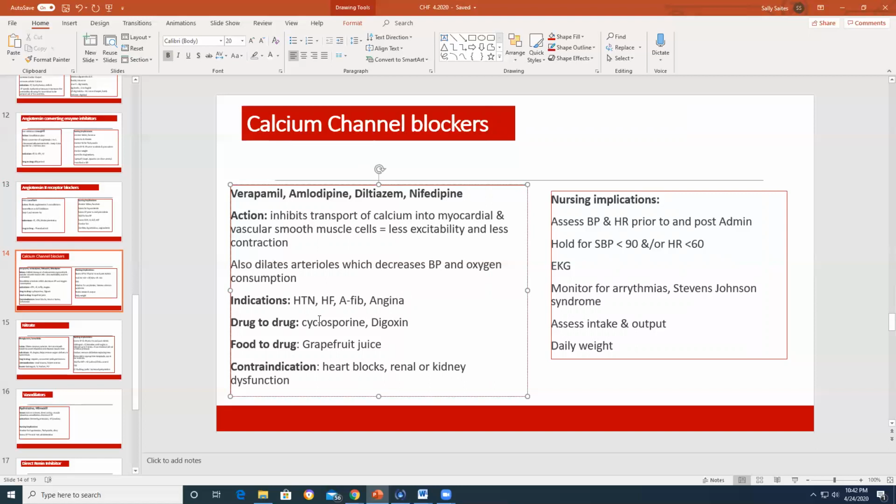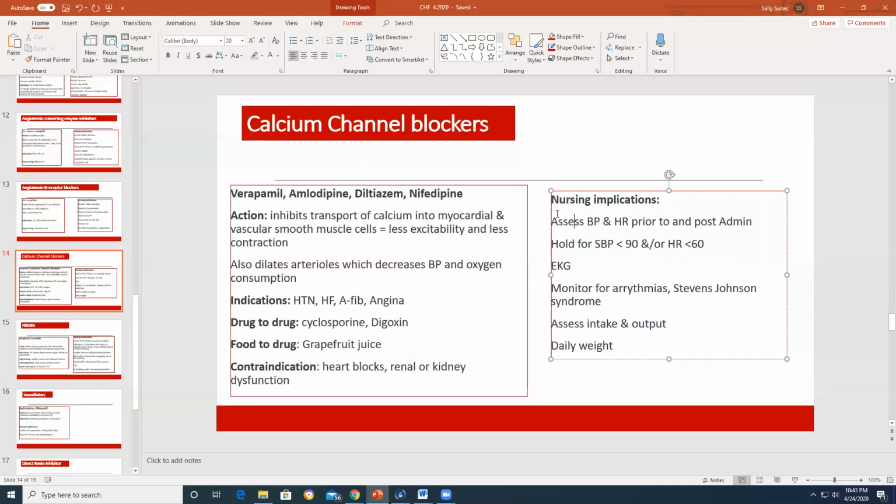Drug-to-drug reactions, so cyclosporine, okay, but digoxin, real biggie to look out for here because chances are your patient with heart failure might be on digoxin and calcium channel blockers, okay? So just something to be cautious of, not an absolute no-no. Grapefruit juice, don't we love that? This is one of those medications that has a reaction to grapefruit juice. And again, just like some of the others we've spoken about, contraindications would be anything to do with heart blocks or renal and kidney dysfunction.